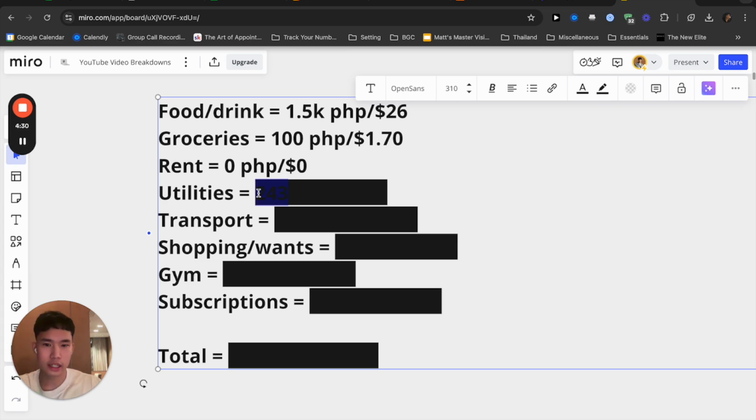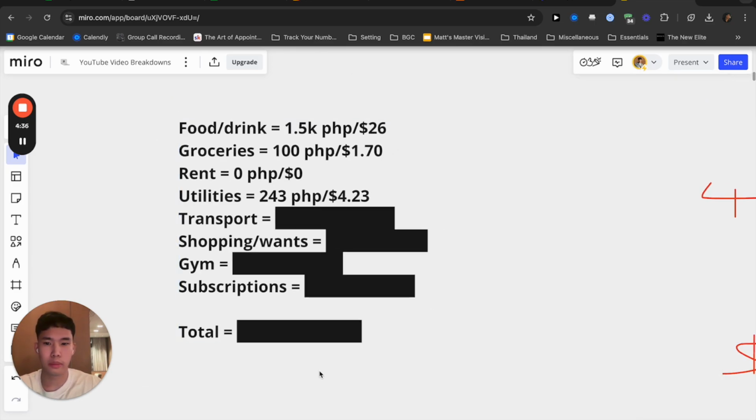So in terms of utilities now, speaking of that, 243 pesos or $4.23 per day. Like I said, I'm paying for Wi-Fi, I'm paying for water, and I'm paying for gas, that's electricity. Okay, a big thing here in the Philippines, if you don't know, is aircon. It's a very hot country. You're gonna want aircon on most of the time. So that's gonna be the bulk of the utilities here of what I'm paying at the moment.